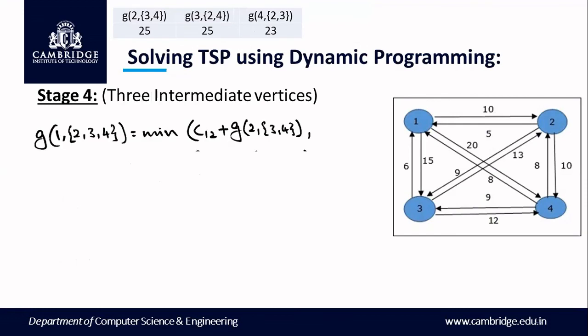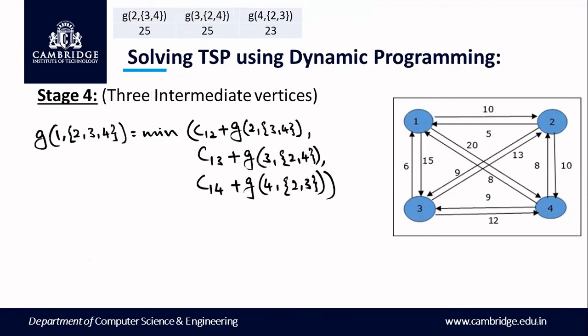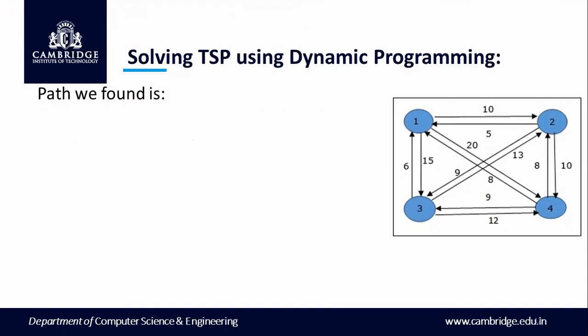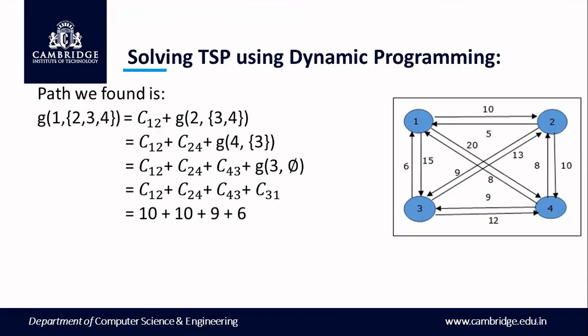And stage 4, in the case of a 4 vertex graph, is the final stage, where starting from the source vertex, we reach all the remaining vertices, that is 2, 3, 4, and connect back to the source vertex. So this can be given as 3 different options. We'll choose the minimum one. Using that solution with the help of the backtracking technique, we'll be able to find the shortest path from the source vertex reaching all the vertices and connecting back to the source vertex.